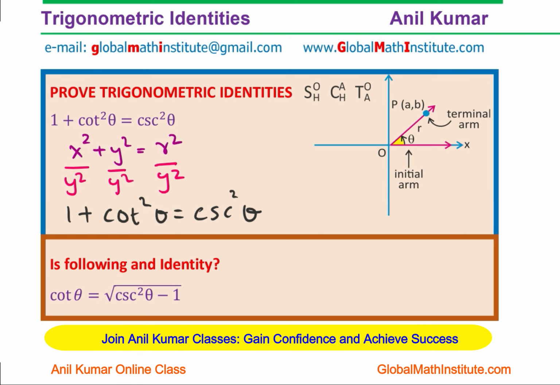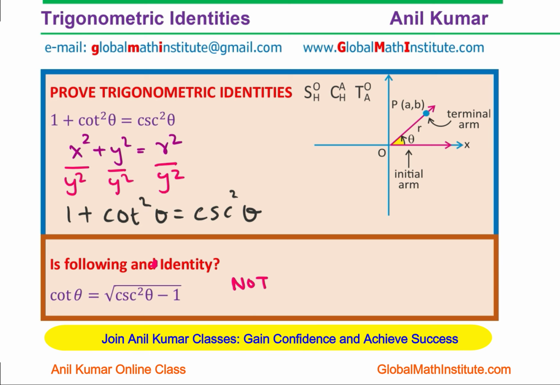Very, very important question. Is the following an identity? Cot theta is square root of cosecant square theta minus 1. True or false? Yes or no, right? That's your question. Can you please tell me this? Well, let me be very clear about it. It is not an identity. Now, can you tell me why? After all, we have 1 plus cot square theta equals cosecant square theta, right? Why is this not an identity?